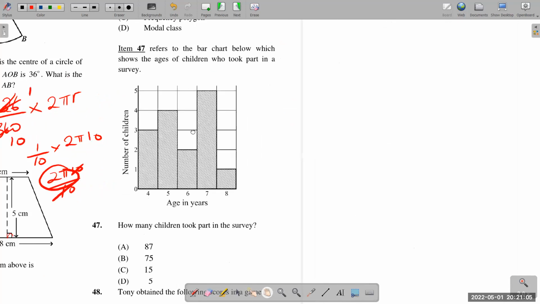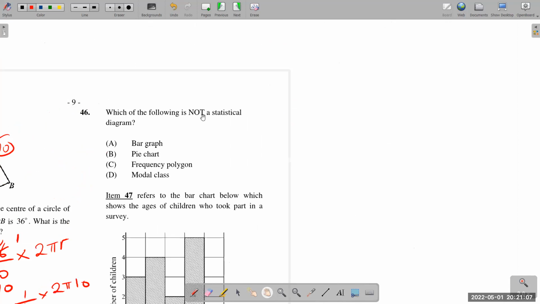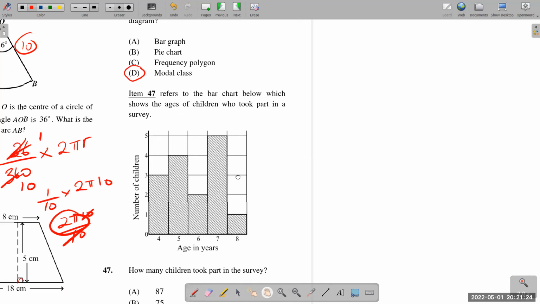All right, so we're into statistics. Which of the following is not a statistical diagram? The modal class is a class, not a diagram to represent data. Because you know how to draw a bar graph, you know how to draw a pie chart, you know how to draw a frequency polygon. You can't draw a modal class.